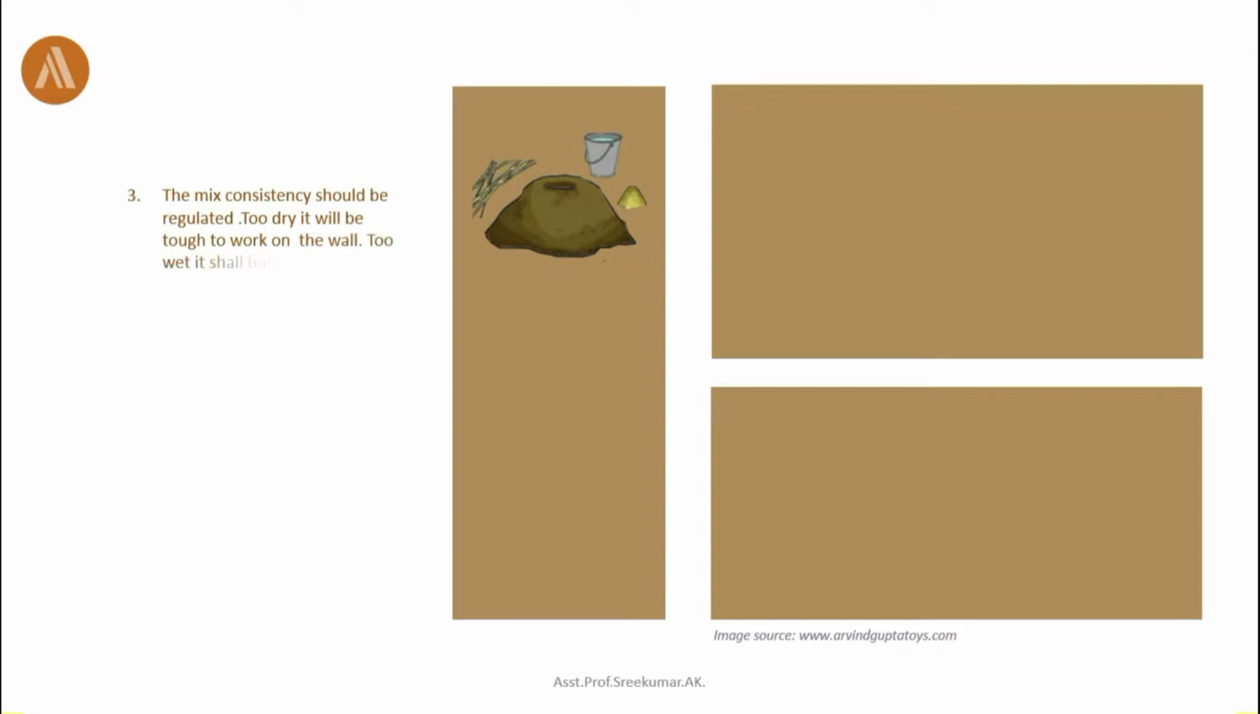Now, let's check the details of cob construction techniques. Here, plastic soil is usually formed in balls, which are freshly stacked upon each other. First, the mix of cob contains earth, water, straw and husk. First, mix these items. The straw should be distributed evenly. The mixed consistency should be regulated. If it is too dry, it will be tough to work on the wall, and if it is too wet, it shall bulge out.